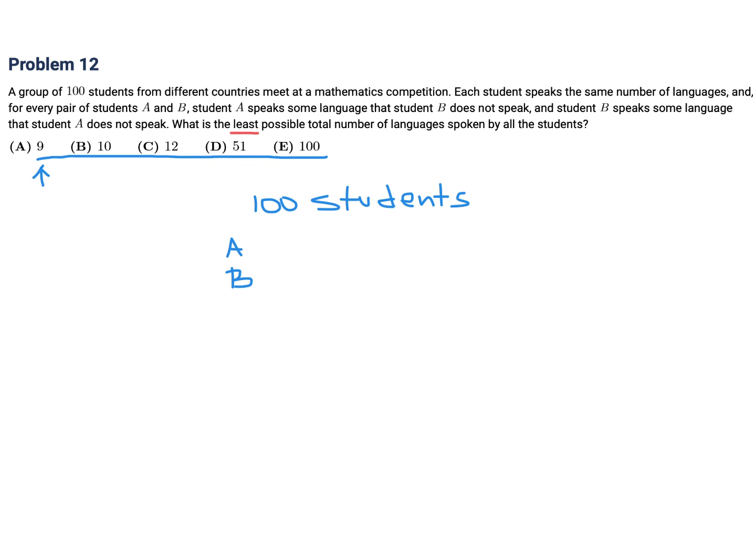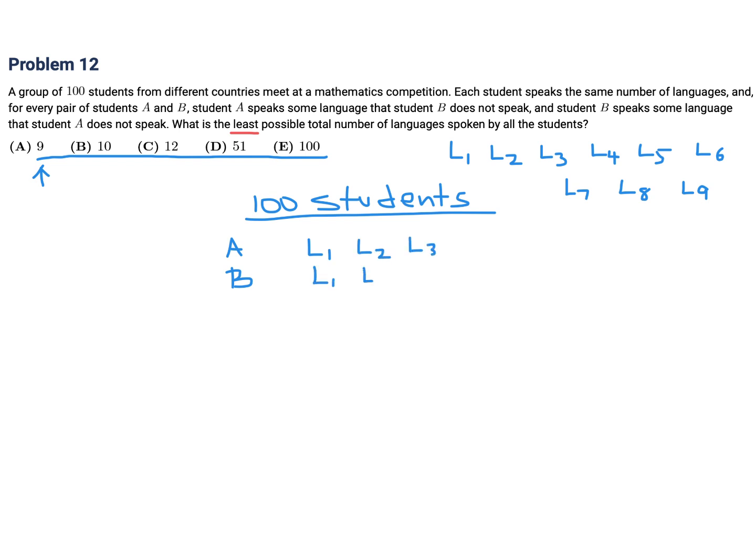Let's say there were 9 students, or sorry, not 9 students, 9 languages. So that would be L1, L2, L3, L4, L5, L6, L7, L8, and L9. These are the languages. Now, for this to work, let's give an example. Let's say student A spoke 3 languages, L1, L2, and L3. And student B spoke 3 languages, L1, L2, L4. Now, does this satisfy our criteria, which is each student speaks the same number of languages? Yes, they both speak 3 languages.